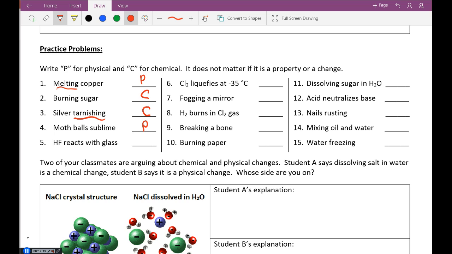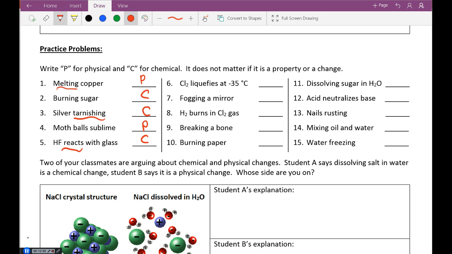Mothballs, I notice we don't use them too much anymore, but they are really nasty smelling little white solids that go from the solid phase to the gas phase without becoming a liquid. They're an organic compound called naphthalene. And finally, number 5, HF reacts with glass. HF is hydrogen fluoride, and hydrogen fluoride can be a really nasty chemical. Hopefully it's a giveaway here, the word reacts. So we know that we're going to see a chemical change.